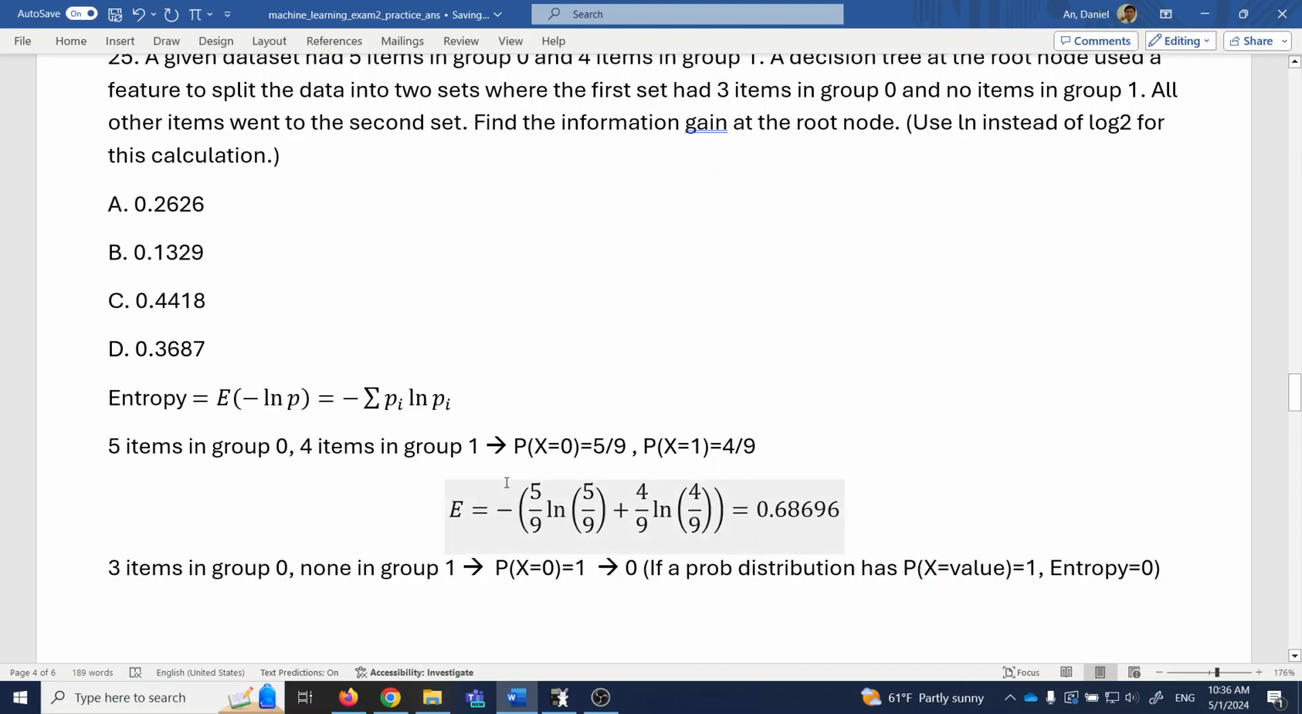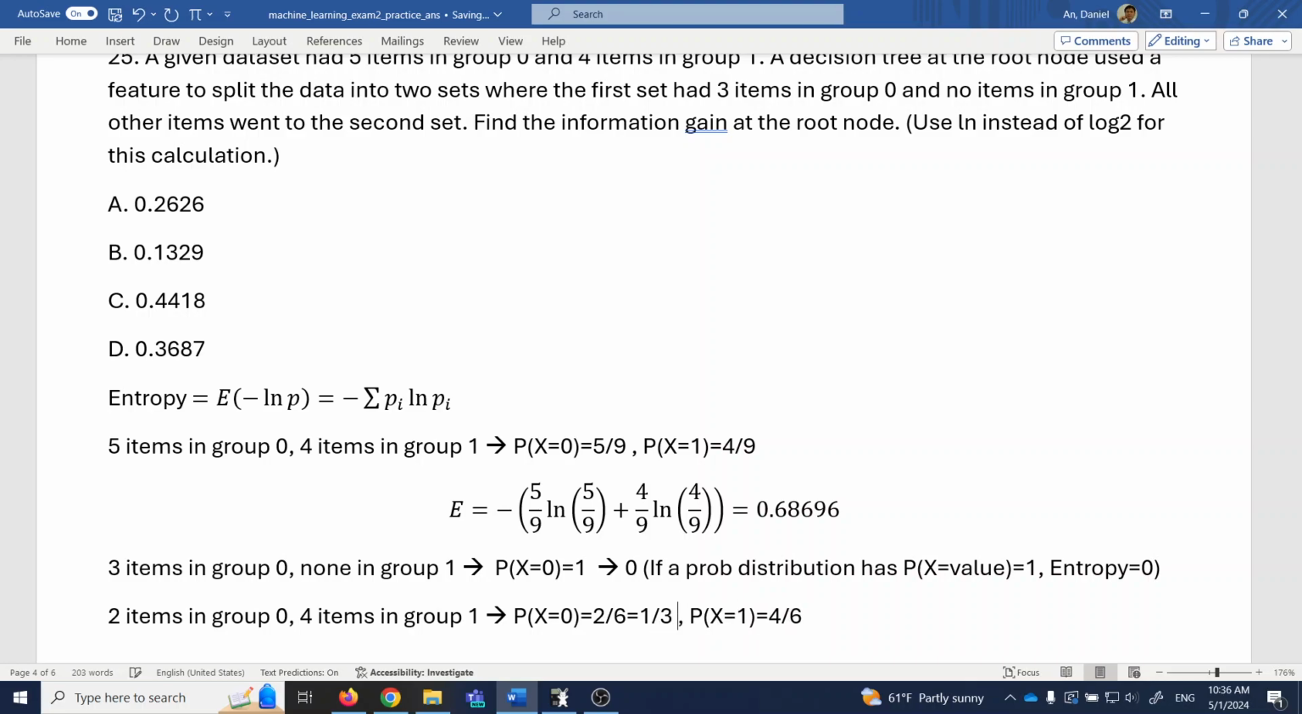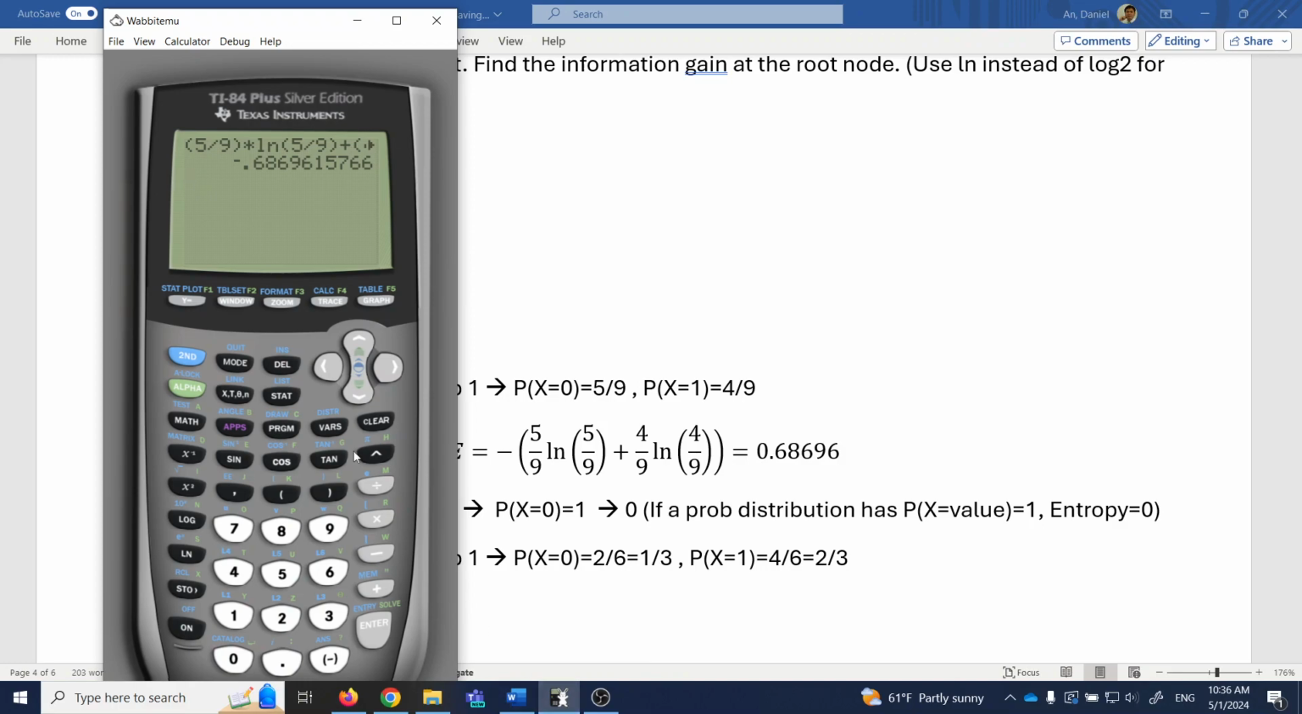But there's the second set. The second set will have 2 items in group 0 and still 4 items in group 1. So again, it's similar to this case, except that instead of 9 items, you have 6. The first case is 2 out of 6, and the second case is 4 out of 6, which is like 1/3 and 2/3.